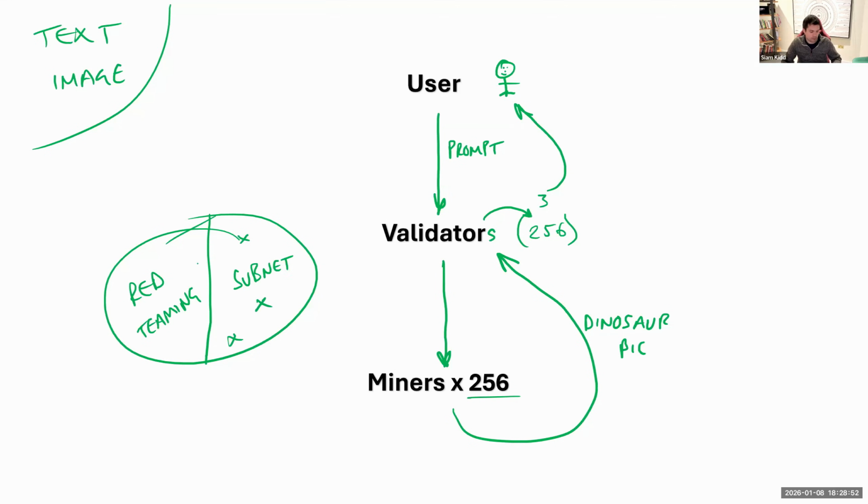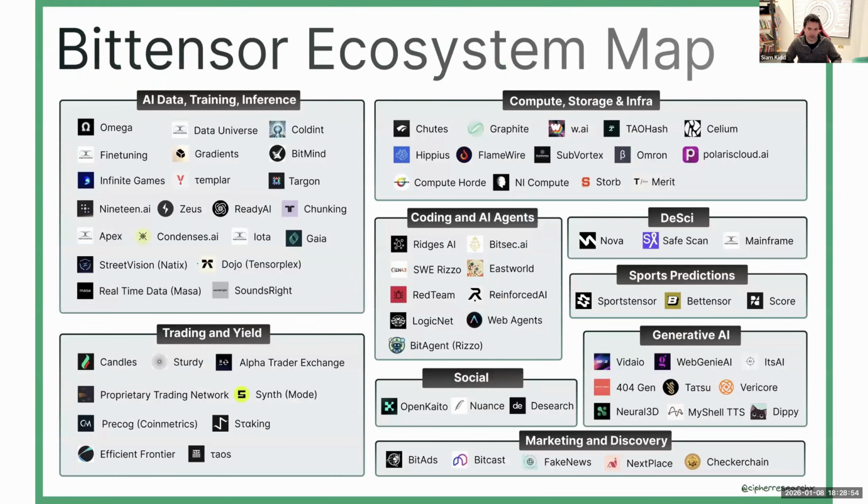And if a subnet doesn't perform, it gets deregistered. So just looking at this already, Polaris Cloud got deregistered. Merit, don't know what that is. Yeah, I could look at all of these, and there's quite a lot of stuff that has already been deregistered. So if you don't perform, then you're going to be kicked out.